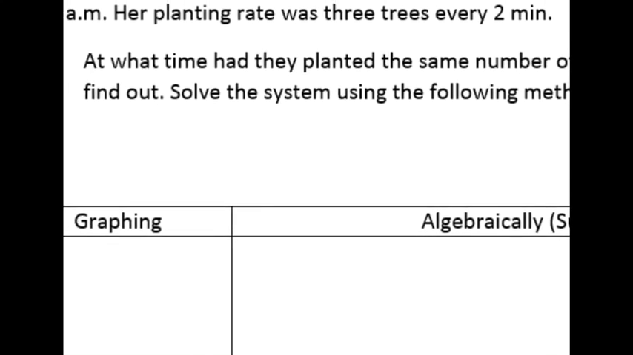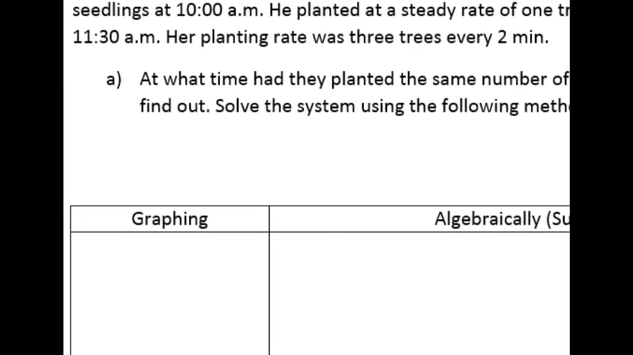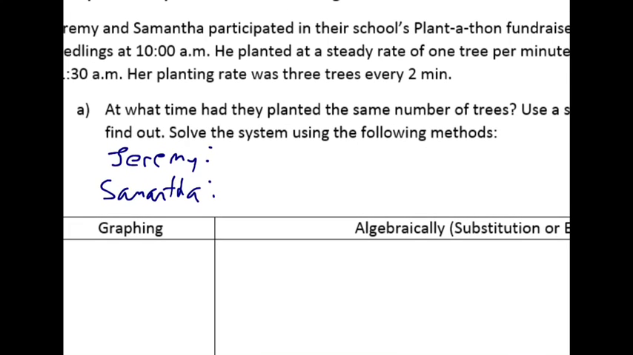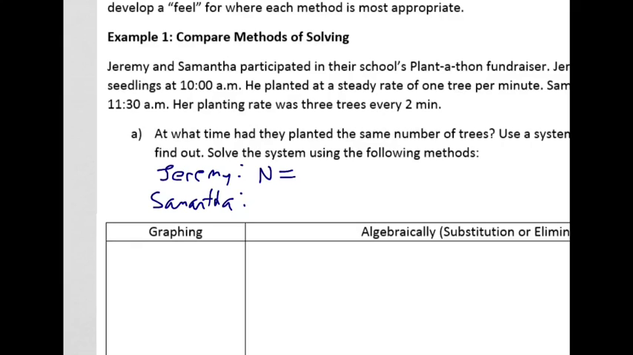So what we're going to do for this problem is create a model that represents Jeremy's planting abilities and another model for Samantha's planting abilities. So n, the number of trees that they plant, for Jeremy in this case, is equal to what? How have your modeling or equation building skills developed thus far?